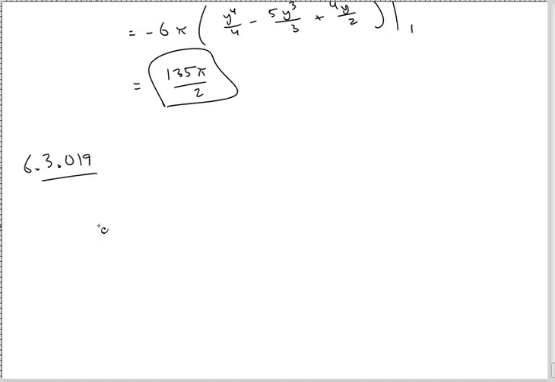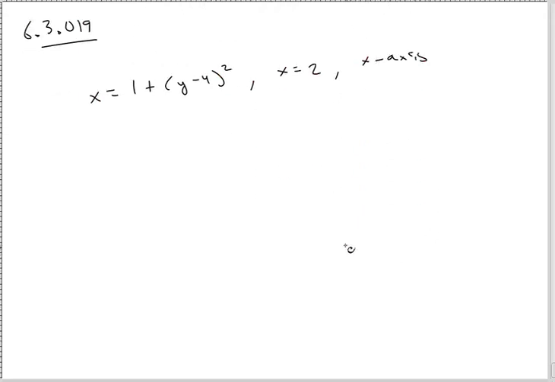63019. So I've got x is equal to 1 plus y minus 4 all squared. X equals 2. X axis. If you want to draw this normally, that's fine. You can see I have a center. If you're not noticing that, I'm actually shifted up by 1 and over to the right by 4.